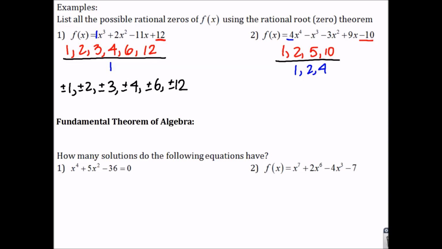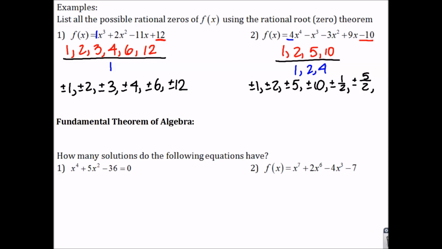So we need to do 1 divided by 1, which is 1, 2 divided by 1, 5 divided by 1, and 10 divided by 1. Those are the easy ones. Now we need to do 1 divided by 2, which is 1/2. 2 divided by 2 simplifies to 1, which we already have in our list, so we don't need to write it again. 5 divided by 2. 10 divided by 2 is just 5, which is already in our list.